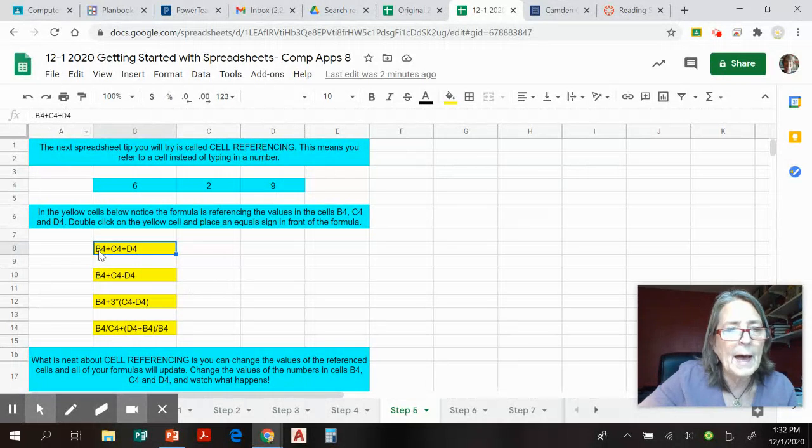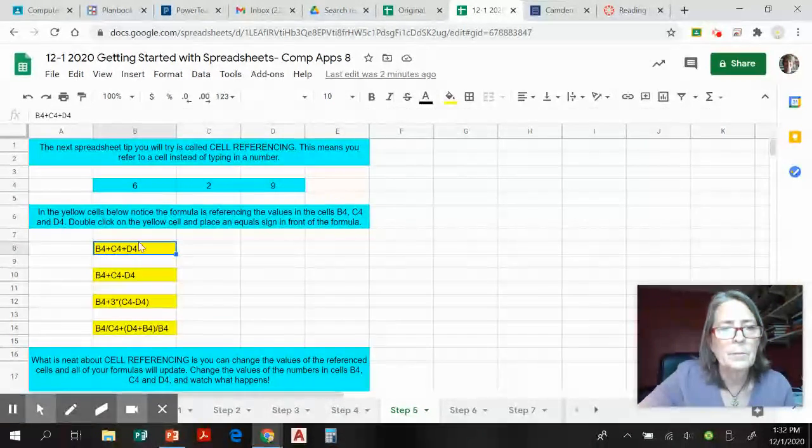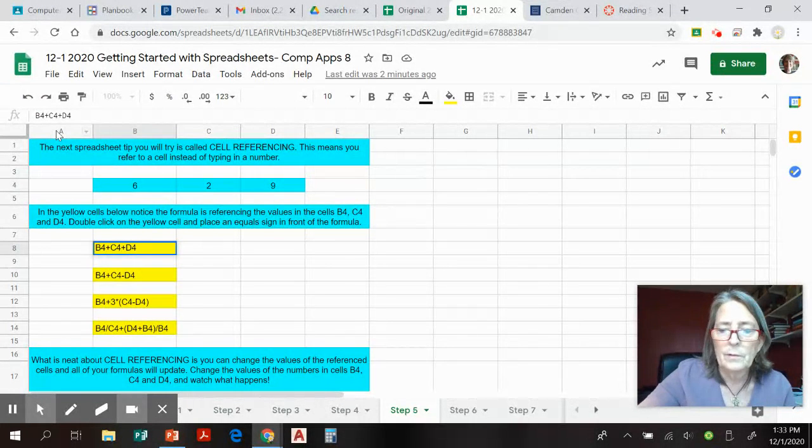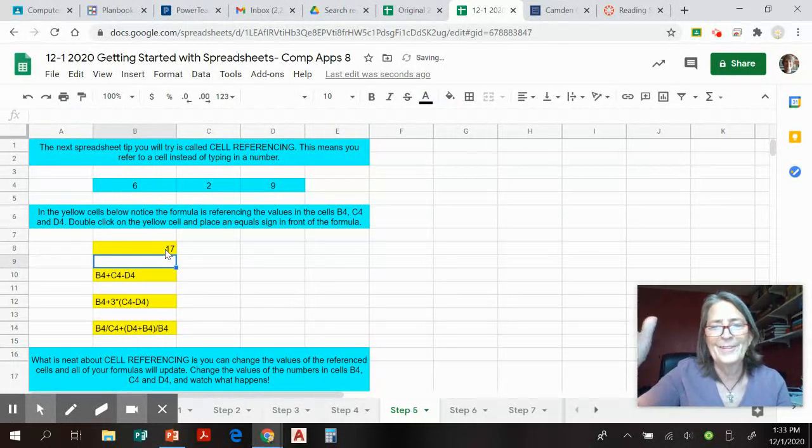So if I added B4 plus C4 plus D4, what do you think we'll get? Well, 6 and 2 is 8, plus 9 would be 17. So let's see if that works. We're telling the computer to make it a formula by adding the equal sign, and we're telling the computer it's equal to whatever is in B4 plus whatever number is in C4 plus whatever number is in D4. So when I hit enter, let's see if we get 17. And we do. So great.